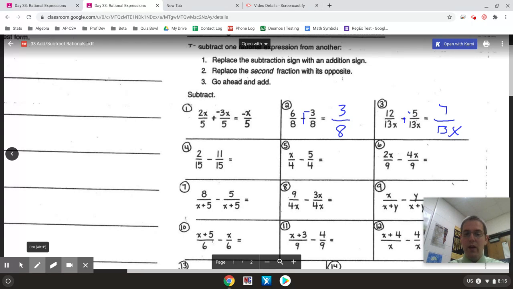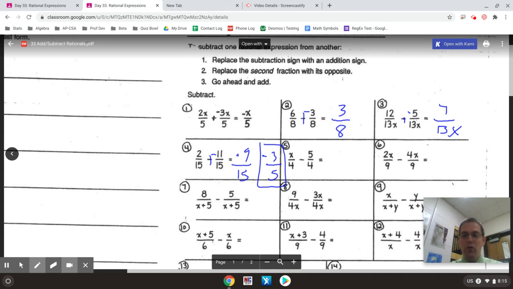It's okay if you have a negative answer. That's kind of what happens on number 4, and that's why I say it's helpful to think of it as adding a negative, because 2 plus negative 11 would be a negative 9. And then always do look at your answer and see if it will reduce or simplify. So 9 over 15, I say 3 divides into both of them. So my final answer would be negative 3 over 5. So do always look at the answer you get after you combine it into a single fraction and check and see if it will simplify.